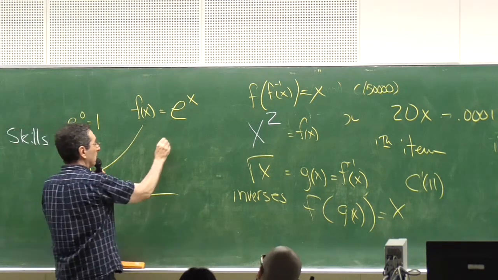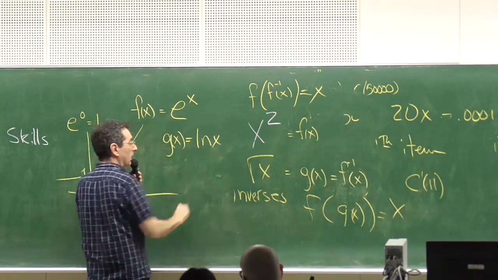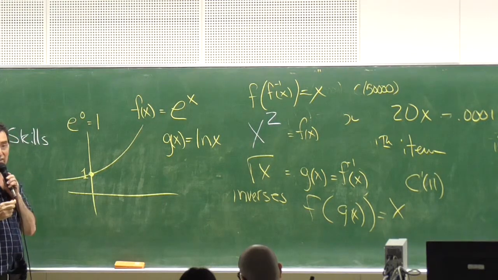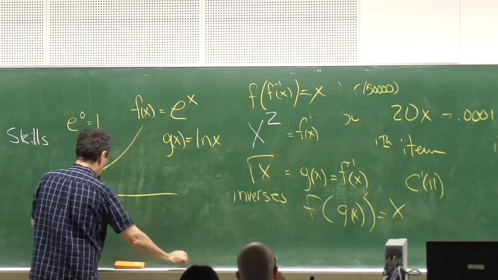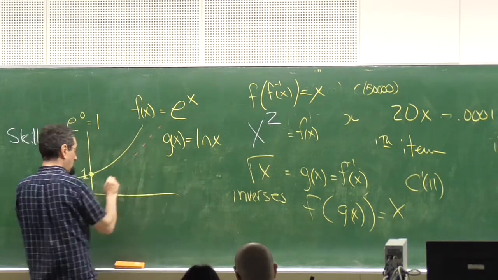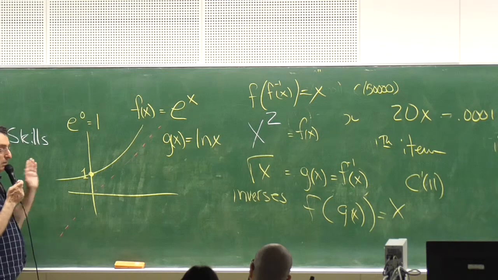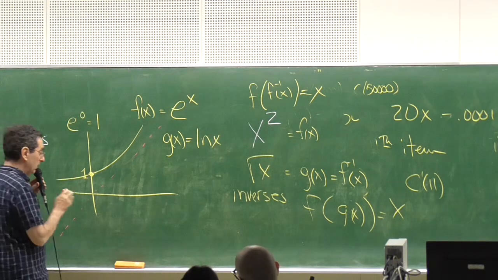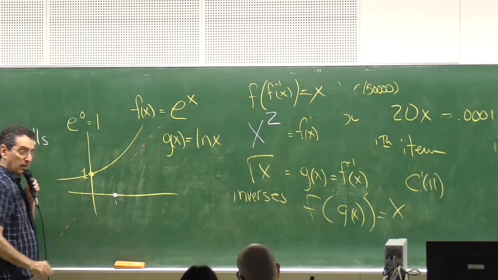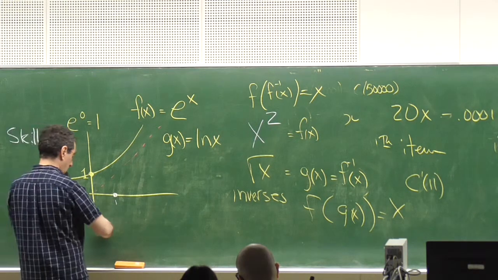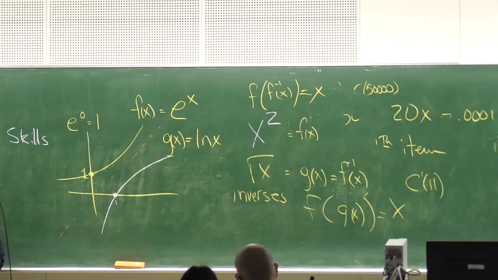Now if we talk about g, let's call it g, is ln of x. That turns out to be the inverse of e to the x. So visually, what does that mean? That means if we draw this line, the ln function will be the mirror image of the e to the x function. So if this is 1, then this will be 1. And it looks like this. So that's the ln function here.